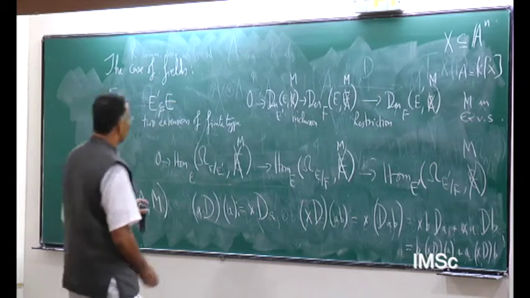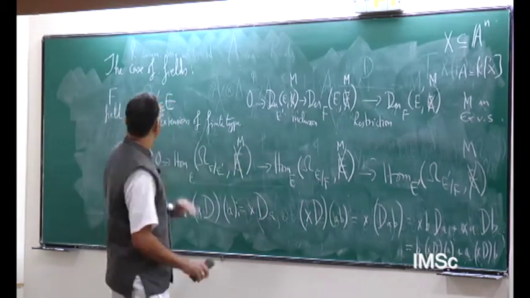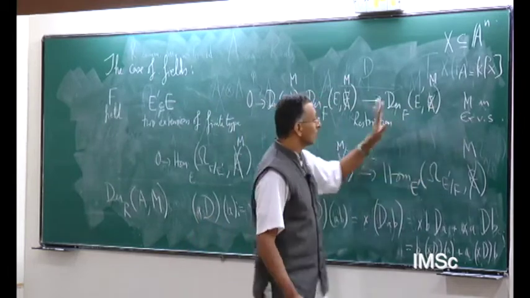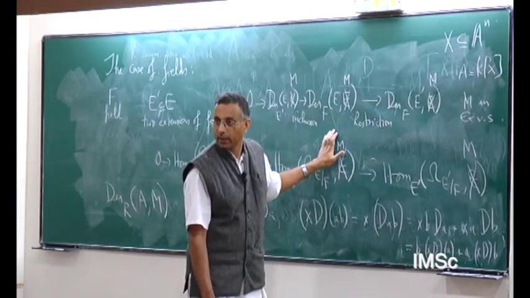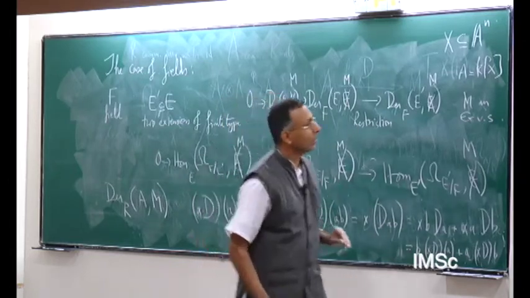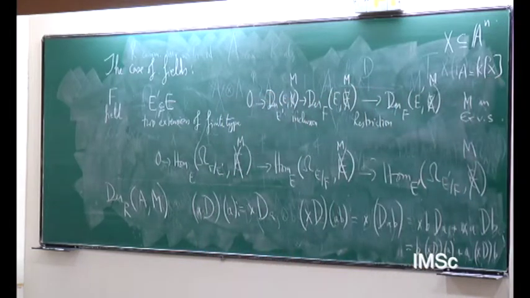So now let's start over again. Suppose I had all this, and M was an E vector space, then I have this exact sequence. Okay. So keep that on the one hand. I have this on the other.